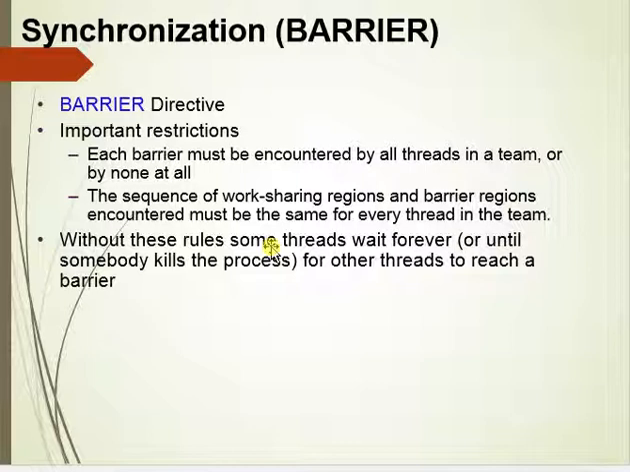This slide tells us the important restrictions of a barrier. Each barrier must be encountered by all threads in a team or by none at all. The sequence of work sharing regions and barrier regions encountered must be the same for every thread in the team. Without these rules, some threads wait forever, or until somebody kills the process, for other threads to reach a barrier. These are the important restrictions of a barrier.